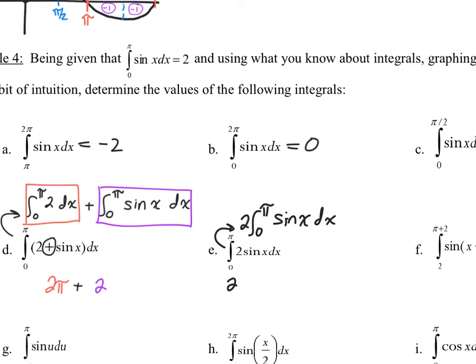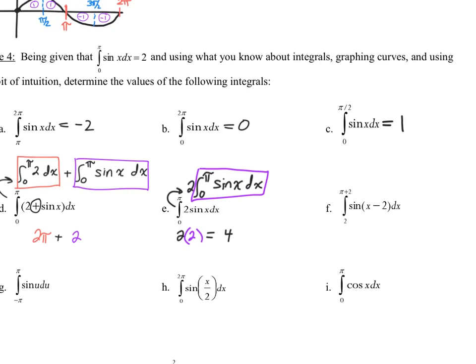So 2 multiplied by, same deal, right? 2 multiplied by 2. And we'll get a 4.